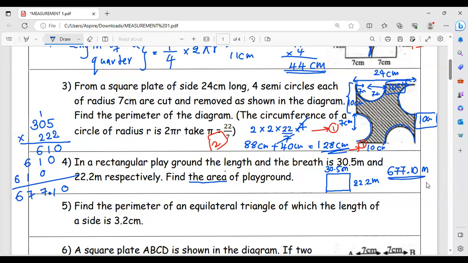meters. Raise your hand those who have got that answer. Okay, very good. Most of you have got that answer. Many have got it. Very good.